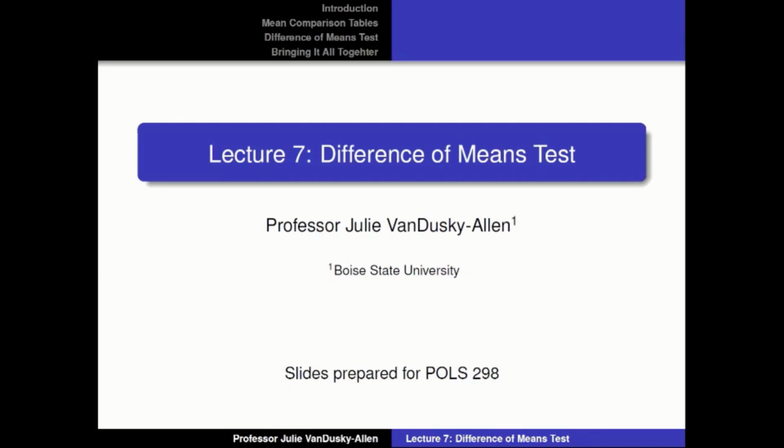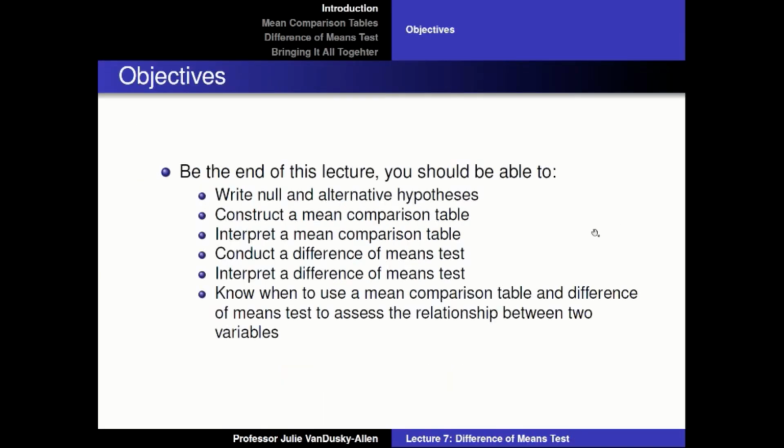This is Lecture 7, Difference of Means Test. By the end of this lecture, you should be able to write null and alternative hypotheses, construct a mean comparison table, interpret a mean comparison table, conduct a difference of means test, interpret a difference of means test, and know when to use a mean comparison table and difference of means test to assess the relationship between two variables.